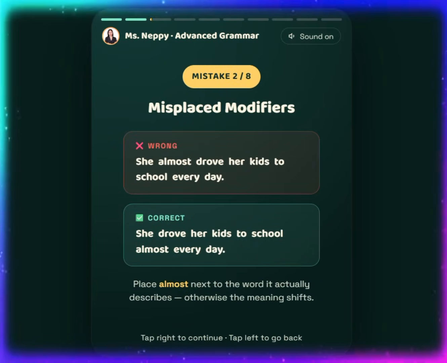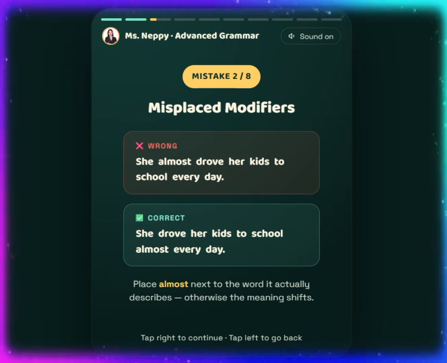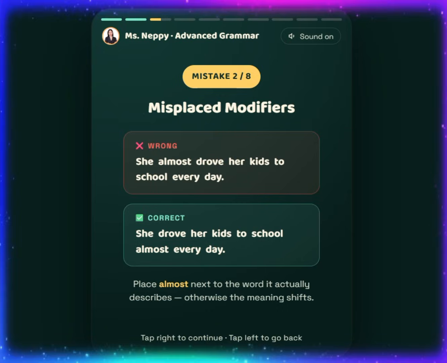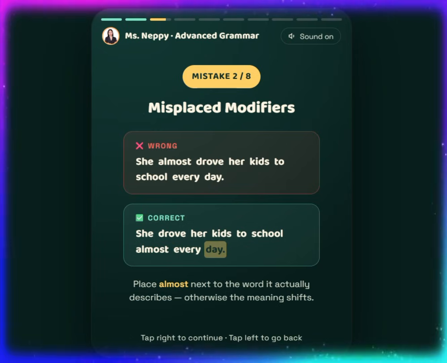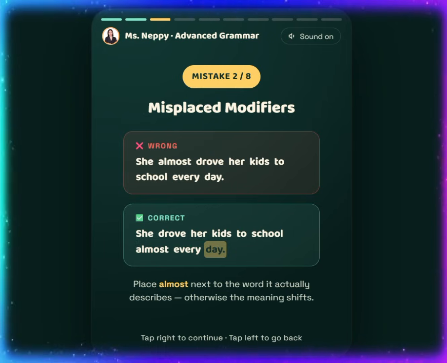Mistake number 2, misplaced modifiers. The wrong way, she almost drove her kids to school every day. That actually means she nearly drove them, but didn't. The right way, she drove her kids to school almost every day. Remember, place the modifier right next to the word it's describing.